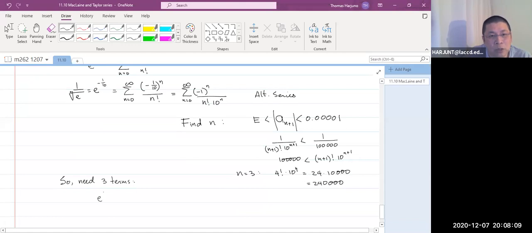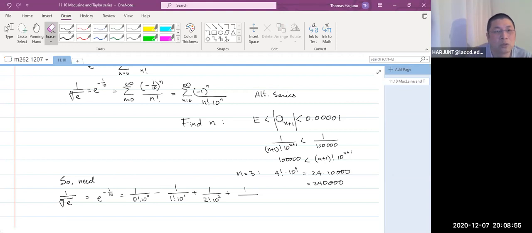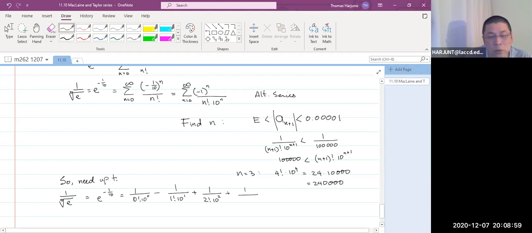Okay, so e to the negative 1/10, which is 1 over the 10th root of e, can be approximated from n equals 0, and then when n equals 1, when n equals 2, up to n equals 3. I should not say "need n terms." I think I should say "up to," not 3 terms. It's not correct to say up to n equals 3, that's what I meant. 3 factorial times 10.